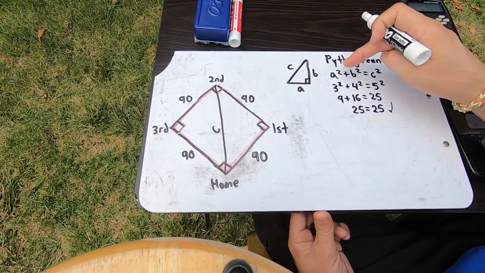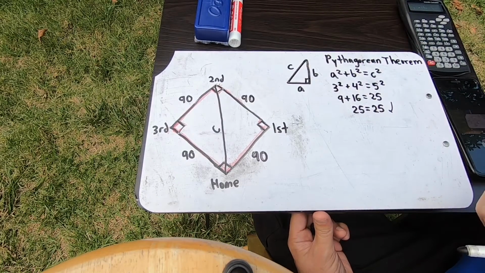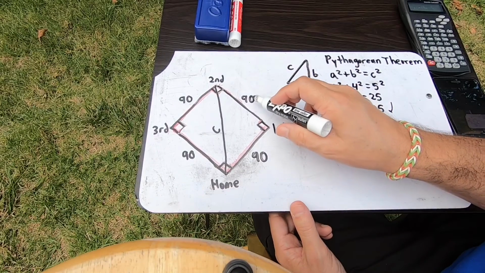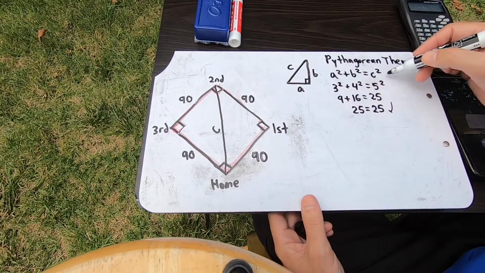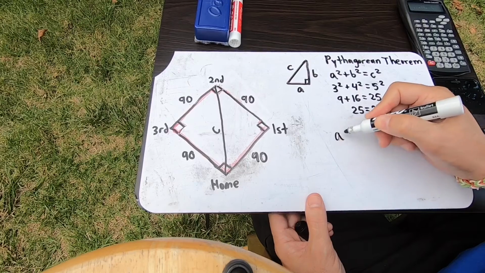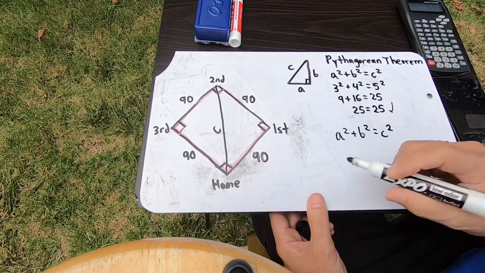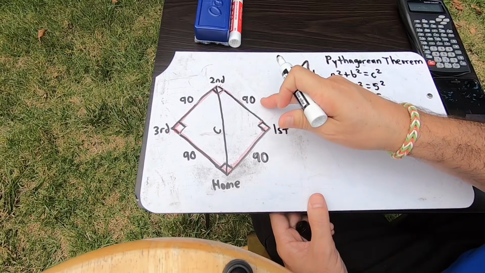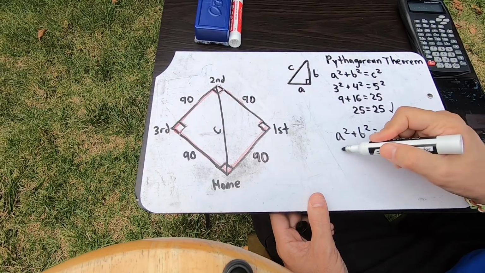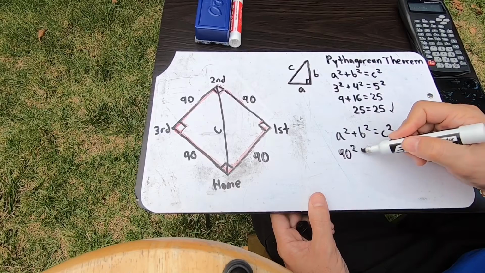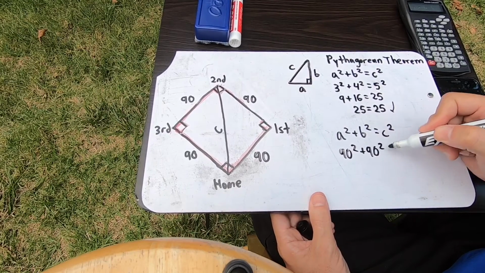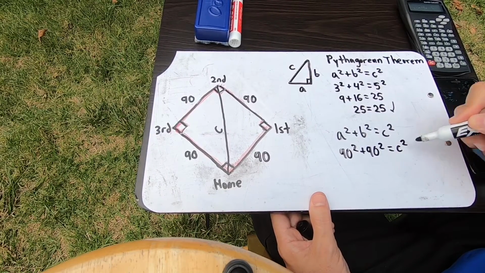So if I know two sides, then I can figure out the third one from the Pythagorean theorem. So a squared plus b squared equals c squared. That's what we're going to use. We know that a and b are both 90. So let's go ahead and use this formula. a squared plus b squared equals c squared. Like I said, a is 90, b is 90. c is what we're trying to figure out. So 90 squared plus 90 squared equals c squared.